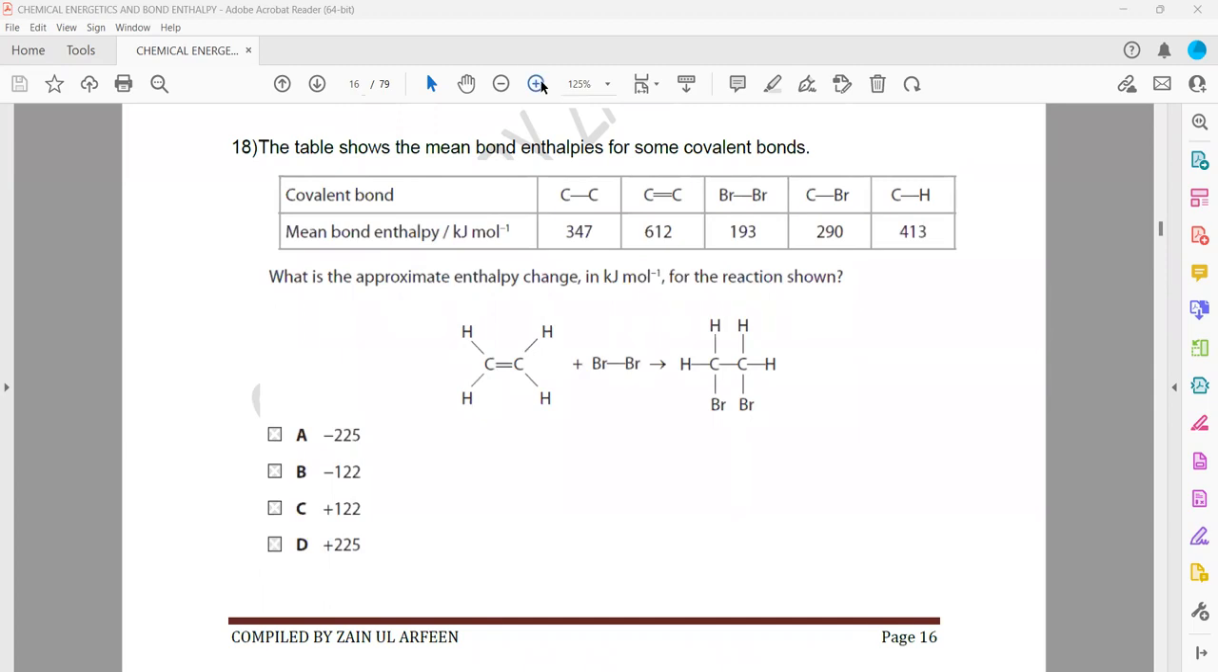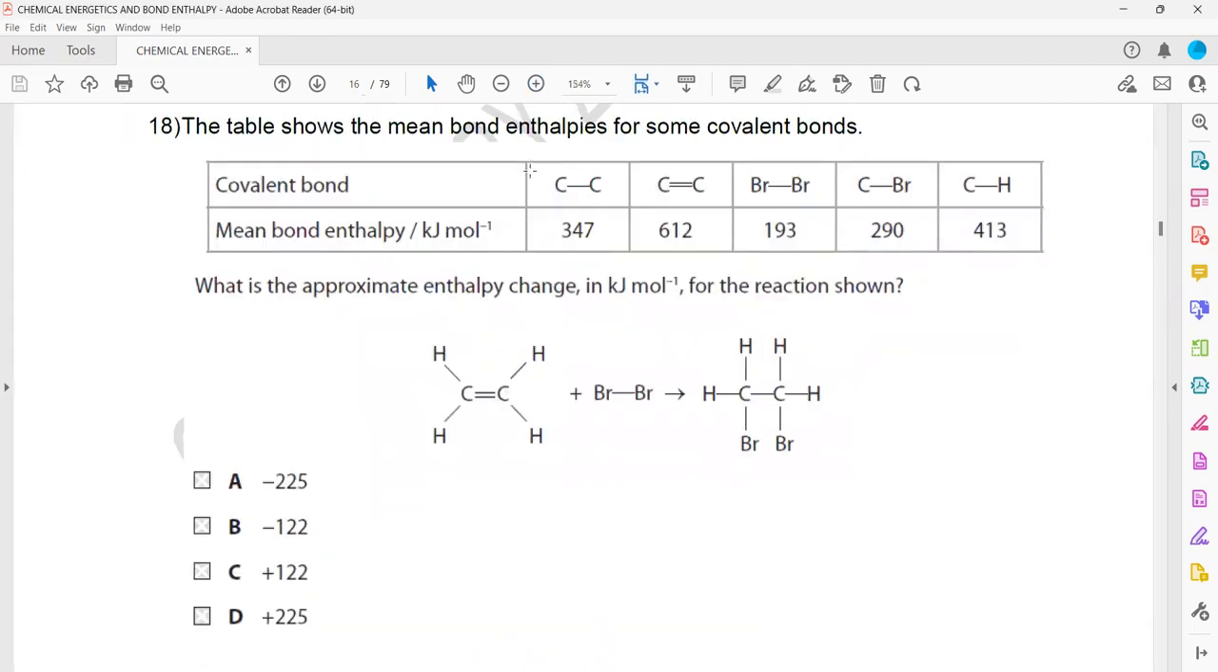The next question, the bond energies are given. The table is there. What is the approximate enthalpy change in kilojoules for this reaction? What we simply have to do is find the bond breaking energy and the bond forming energy. Bond breaking energy minus bond forming energy is equal to the enthalpy change of this reaction. So whenever bond energies are given, bond breaking minus bond forming.